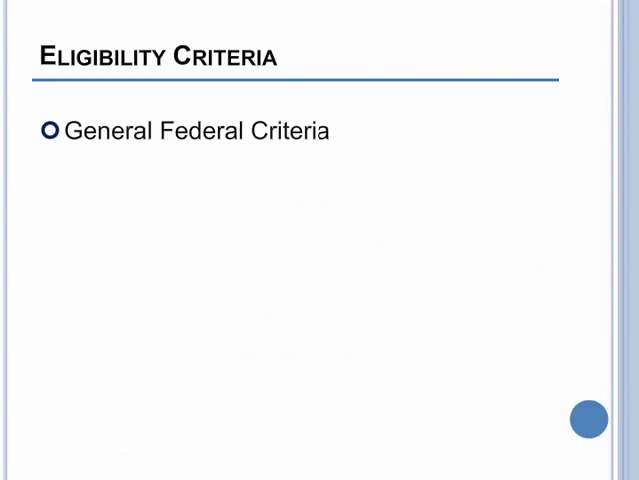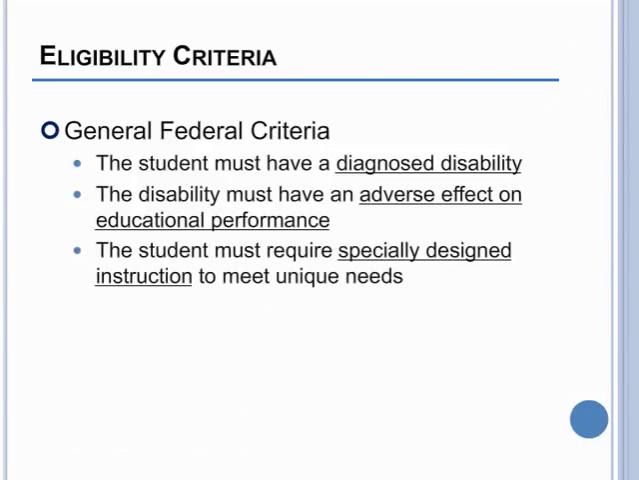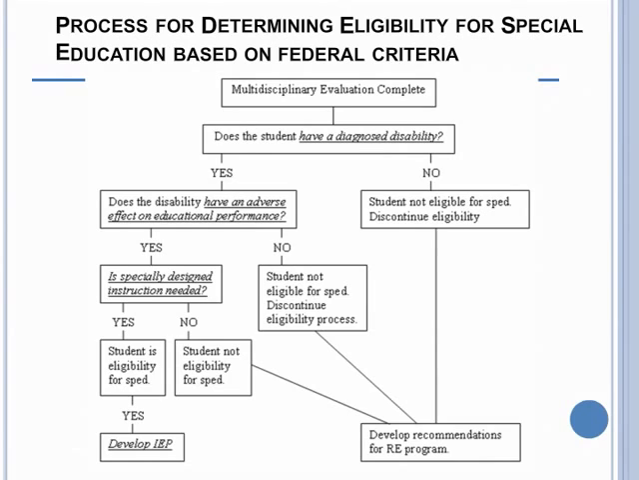And then remembering the general federal criteria is that they must have a diagnosed disability, it has an adverse effect on their educational performance, and they require specially designed instruction to meet those needs. We'll talk more in detail about this flow chart, but I wanted you to at least have seen it.